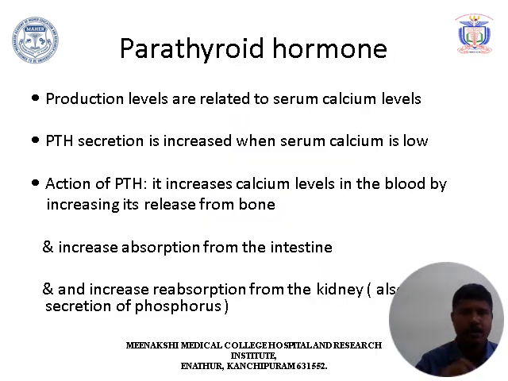Coming to parathyroid hormone. Parathyroid hormone is produced from the parathyroid glands, which are situated in the thyroid gland. Its production is stimulated when the serum calcium level is low. When parathyroid hormone is secreted, its function is to increase the calcium level in the blood by increasing its release from the bone and also by increasing absorption of calcium from the intestine. It also increases the reabsorption of calcium from the kidney. Through these means it increases the serum calcium level.